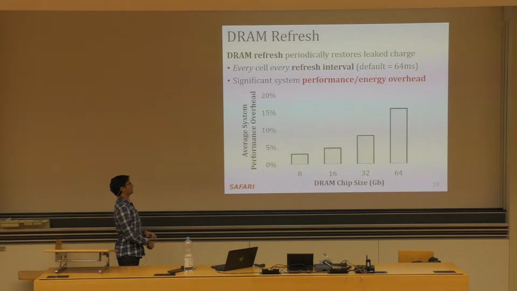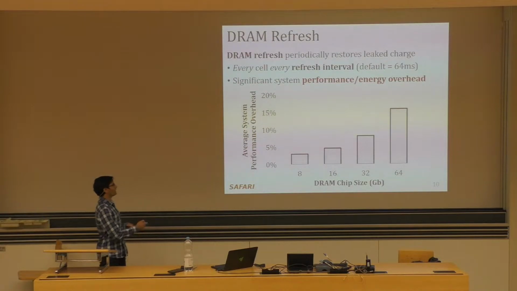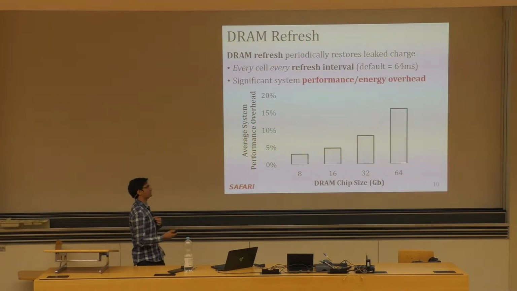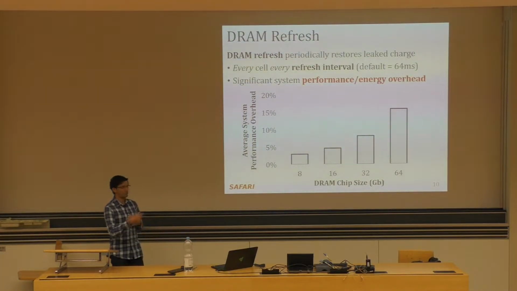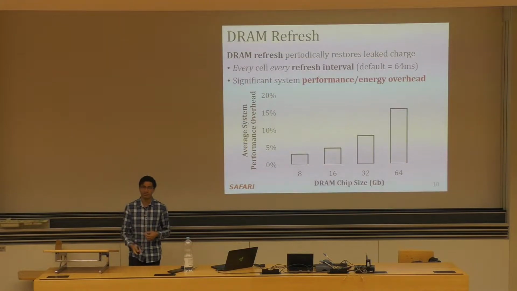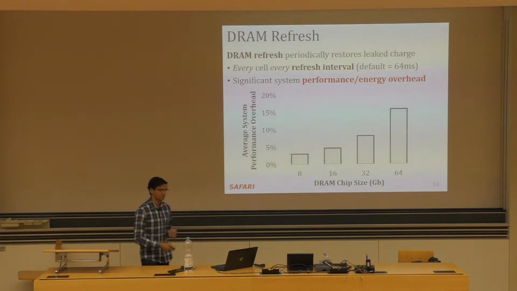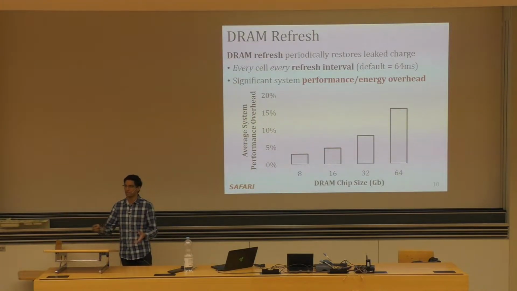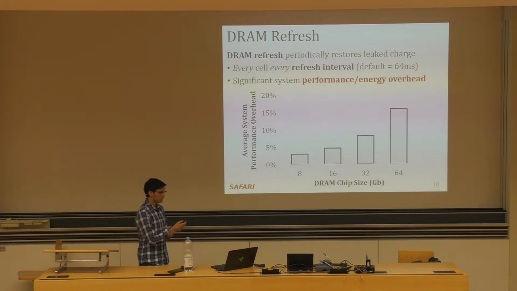Right, so here's some data taken from our evaluations. On the y-axis, we show the average system performance overhead. And on the x-axis, we show several different DRAM chip sizes. We see that as the chip size increases, the performance overhead of refresh increases quite a bit. And it becomes extremely significant by the time we're on larger chip sizes, such that we expect today and moving in the near future. So what we want to do is somehow decrease this refresh overhead, right?